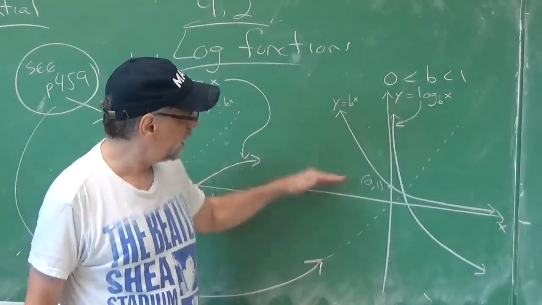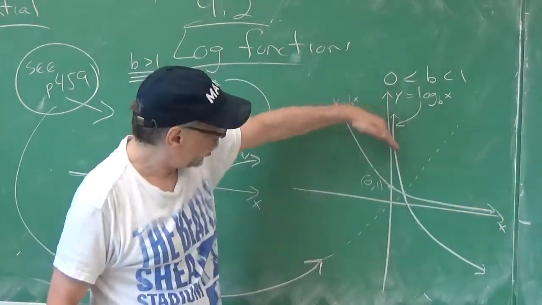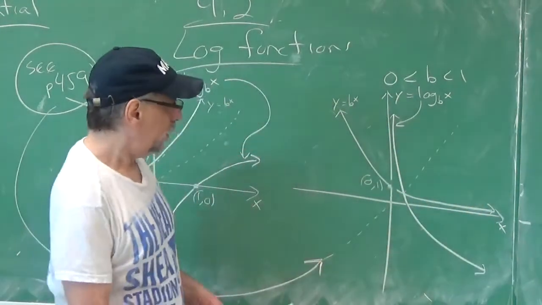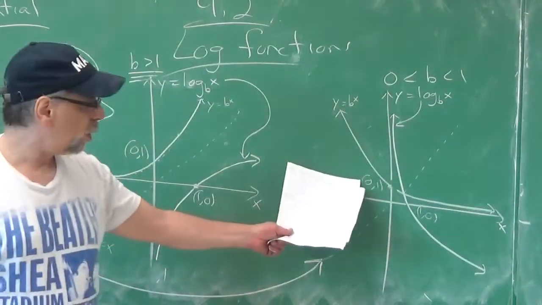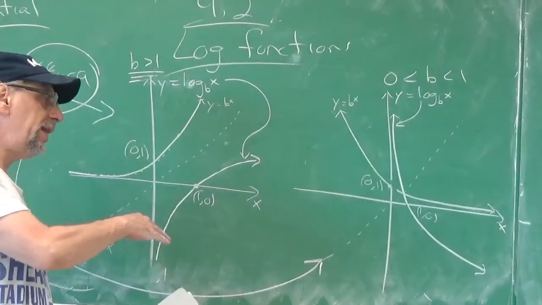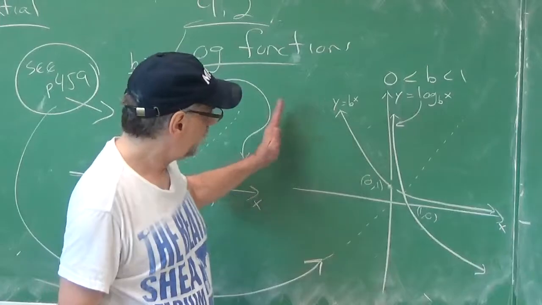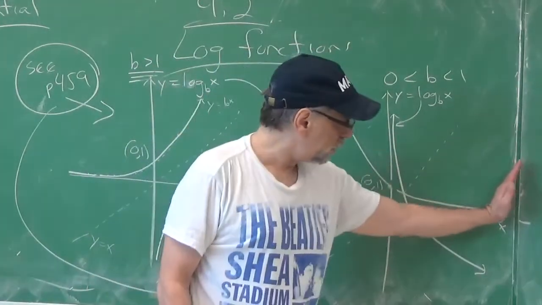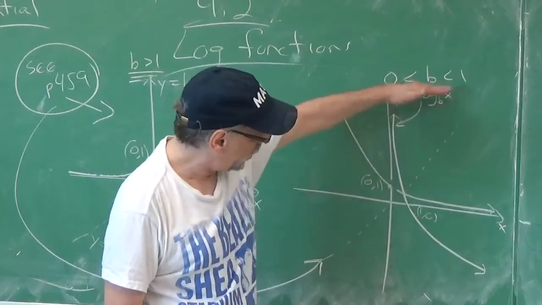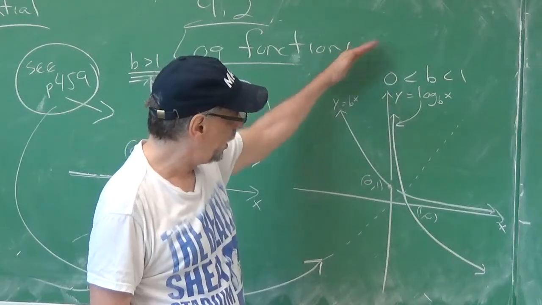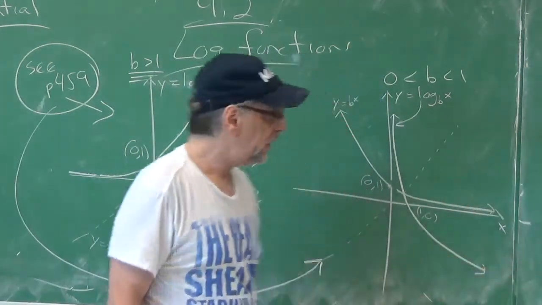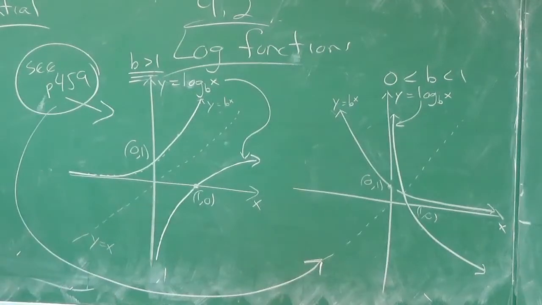For b between 0 and 1, the exponential function is decreasing. The logarithmic function is also decreasing. (1, 0) is on the log graph. (0, 1) is on the exponential graph. The domain of the exponential is the range of the log. The domain of the exponential function is all real numbers. That's the range of the log function. The range of the exponential is 0 to infinity. The domain of the log is 0 to infinity. Increasing, decreasing are pretty obvious. X and Y intercepts are apparent from observation.